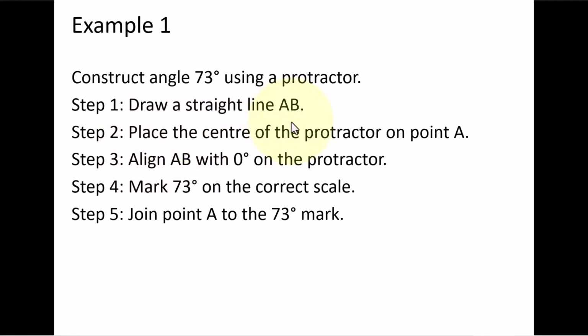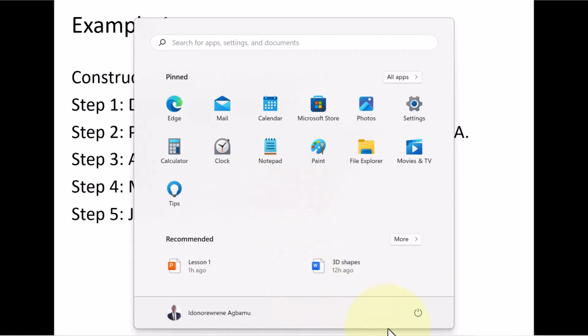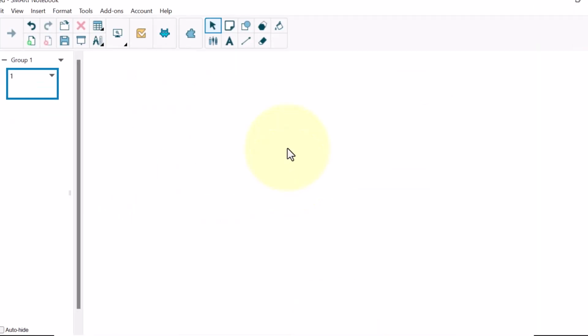Then place the center of the protractor on point A. That's any of the points. It can be A, it can be B. Then align the AB with 0 on the protractor. We are talking about the baseline of the protractor. You will see all as I demonstrate them. Then mark 73 degrees on the correct scale. Then join the point A to the marked point. So that is that. Let me use Smart Notebook to explain this for you to understand it better.